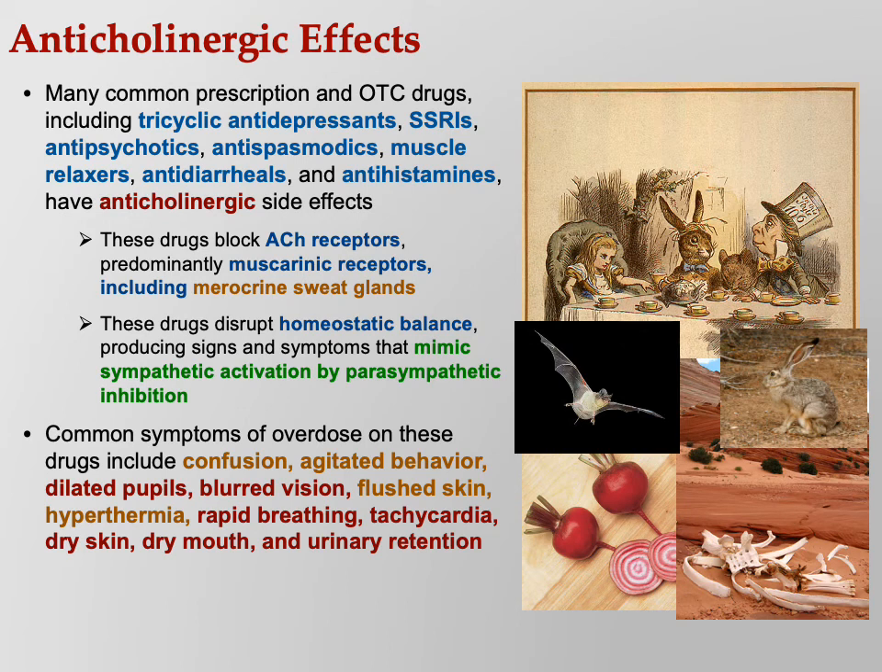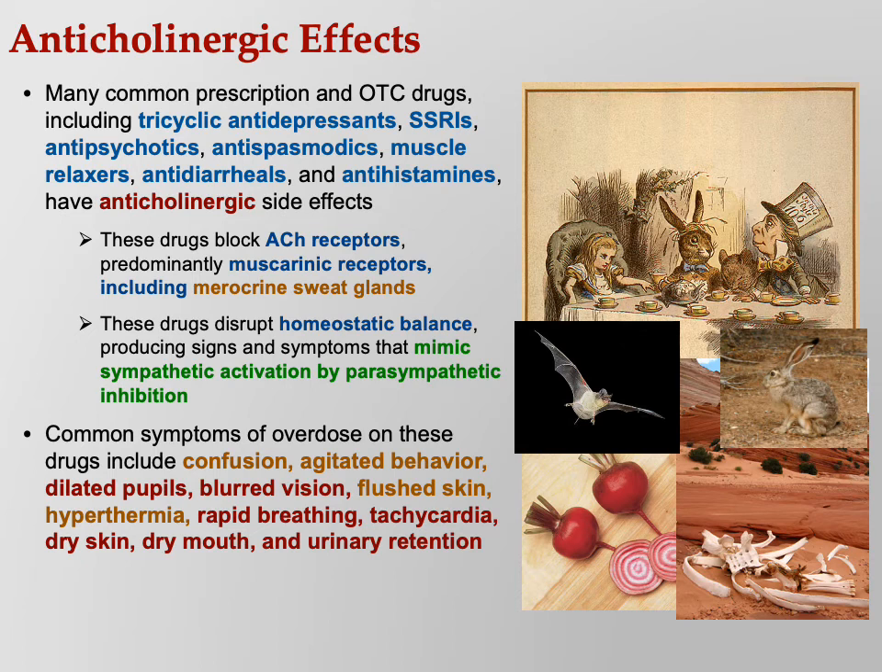Common symptoms of overdose on these drugs include confusion and agitated behavior. That's because acetylcholine is also a neurotransmitter in the brain, and it uses muscarinic receptors. So when you have anticholinergic effects, you block a lot of brain receptors, which tends to make people confused. And think about it. What happens when you're telling people something and they're not understanding it, and you tell them again and they still don't understand it? They start to get agitated. So confusion and agitation come from the effects of blocking muscarinic receptors in the brain.